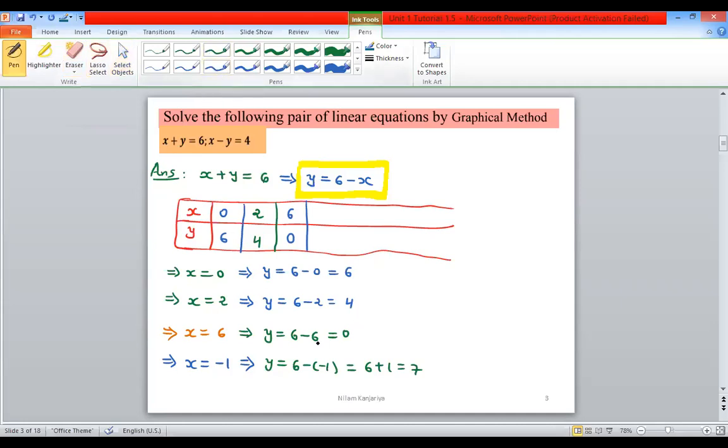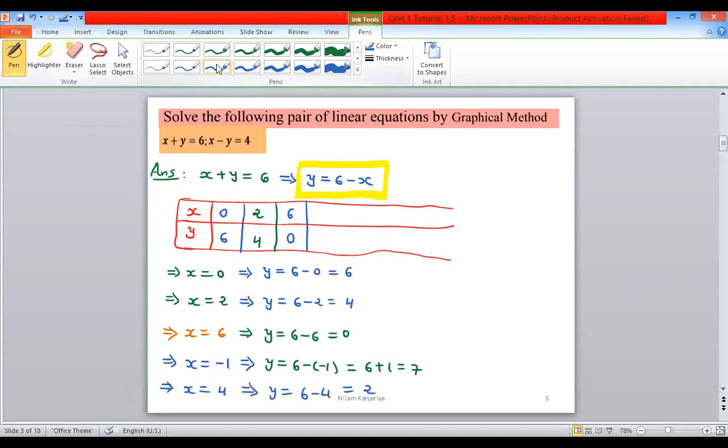If you take more values, you are free to. You can take anything. If I take x is equal to 4, so I get y is equal to 2, and so on. So if you increase the value of x, you get the value of y.